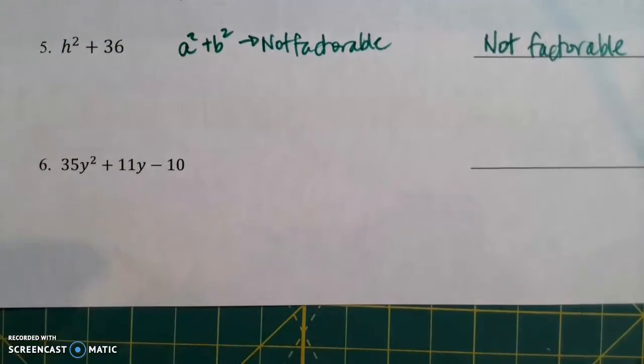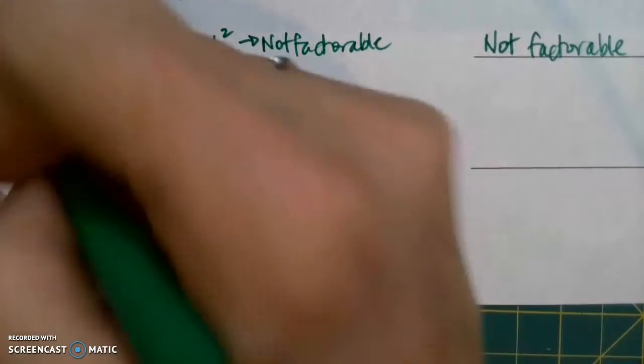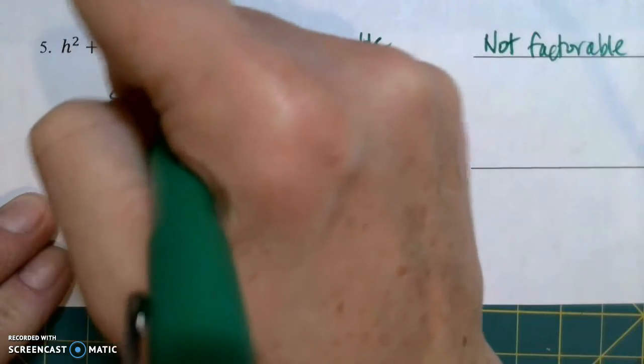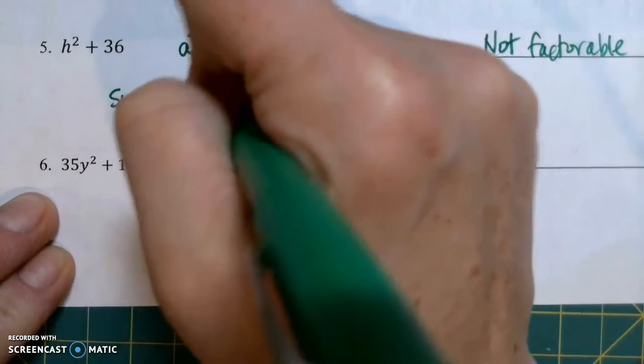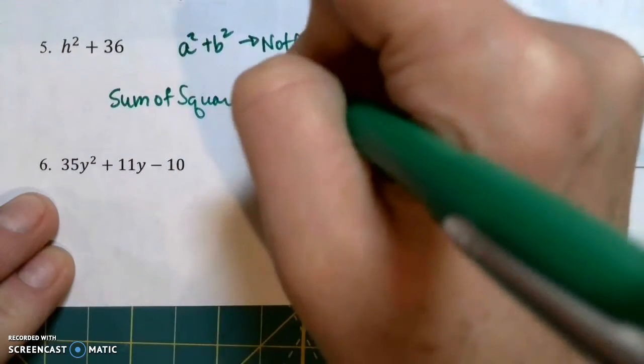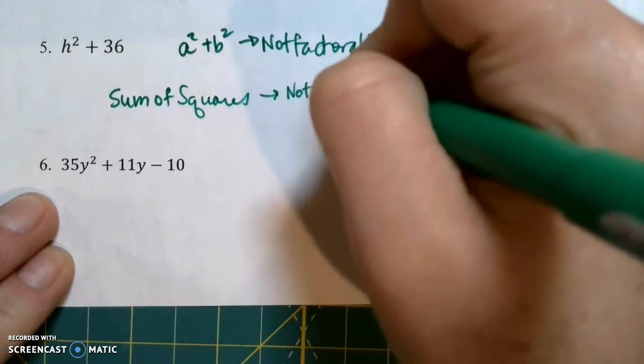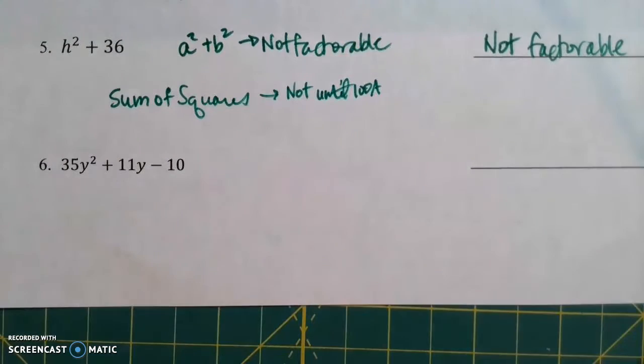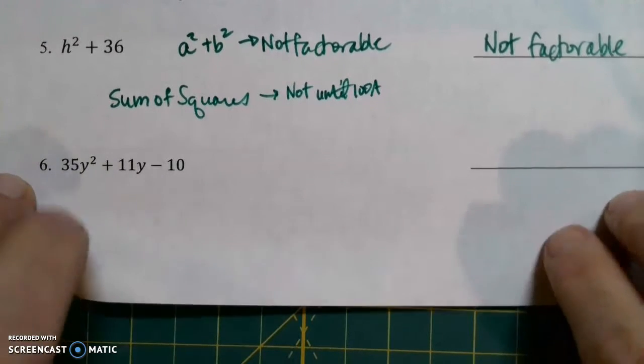Difference of squares, no problem. Sum of squares, not factorable. That's not going to be until 100. Then you'll learn how to do that.